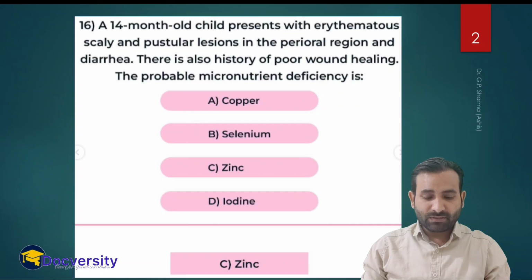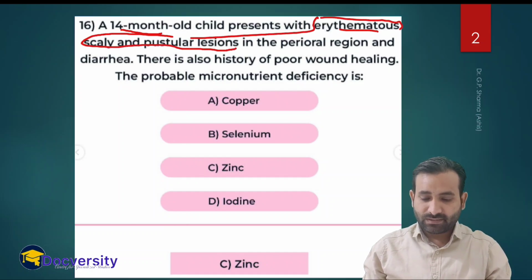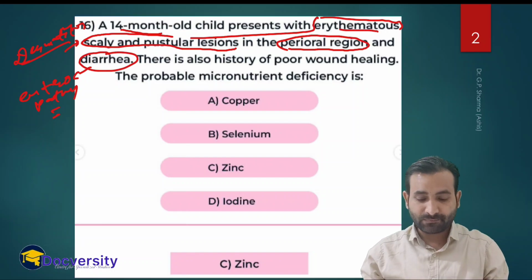A 14-month-old child presents with erythematous, scaly, and pustular lesions. So remember here, erythematous, scaly and pustular lesions, right? And this is around the perioral region, that means around the mouth. So these are the features of what? Dermatitis, right? And the patient also has diarrhea. This is the feature of what? Enteropathy. Enteropathy means inflammation of the intestine.